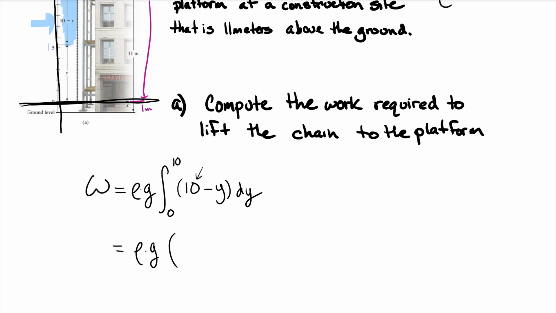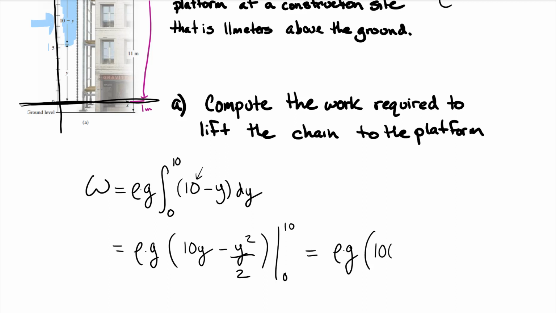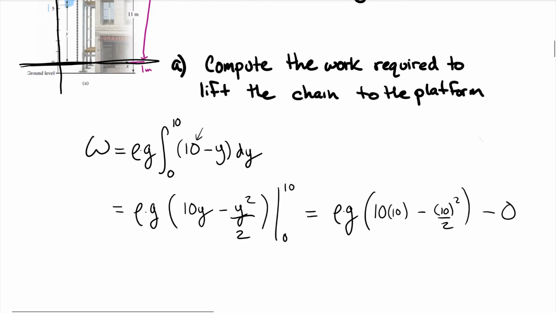We'll take an antiderivative on 10. We're going to get 10y, and then we're going to get minus y squared over 2, evaluated from 0 to 10. See how much simpler it is to deal with a 10 and a 0 than a 1 and an 11? Absolutely. So we have our two constants at the outside. So we have 10 times 10 minus 10 squared over 2, and then we subtract out our 0.